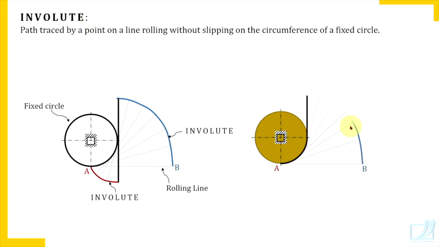So point B has moved in this direction. If the wire is wound completely over the disc, end B comes in contact with the disc. This is that curve involute.